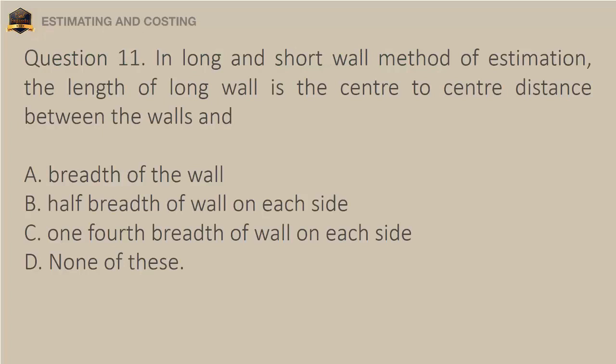Question 11. In long and short wall method of estimation, the length of long wall is the center-to-center distance between the walls and A. Breadth of the wall. B. Half breadth of wall on each side. C. 1/4 breadth of wall on each side. D. None of these.